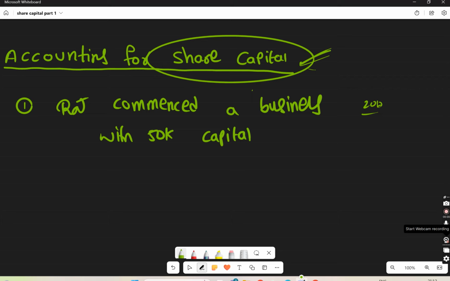Raj commenced. You can see my screen, right? Yeah, Raj commenced a business with 50,000 rupees capital. This is very basic. Can you guys tell me what will be the journal entry for this? Very basic.